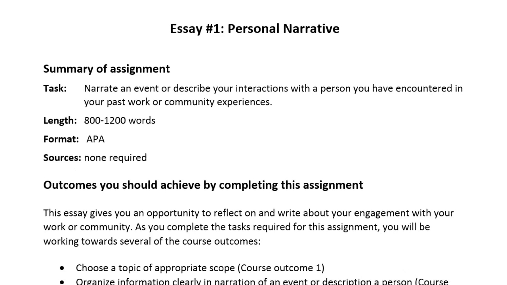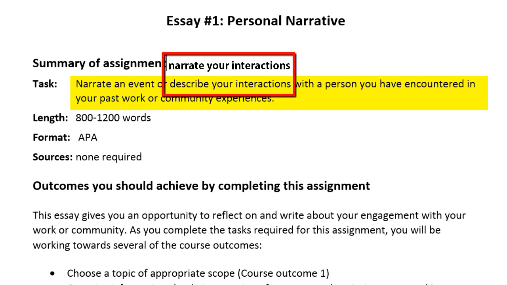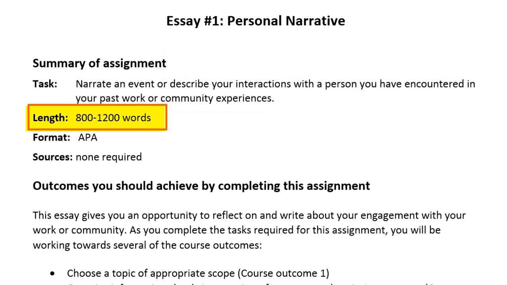As you see, your task is to narrate an event or describe your interactions with a person from past work or community experiences. It might be helpful to think of describing your interactions as another way of saying narrating. So the assignment comes down to narrating an event or narrating interactions with a person. Length of the paper is 800 to 1200 words, which is 2.5 to 4 pages, not counting your title page, of course. Be sure to use APA style, Times New Roman 12 point, which is required for this assignment.